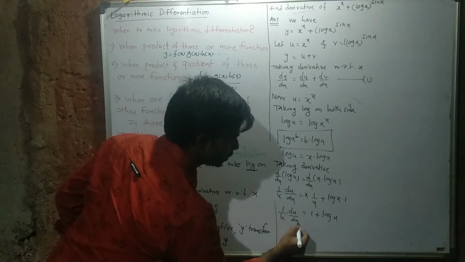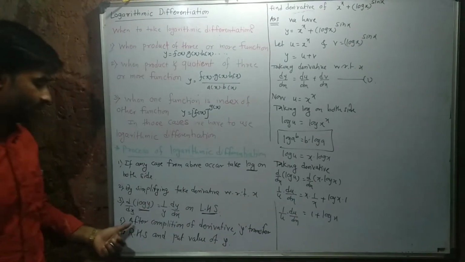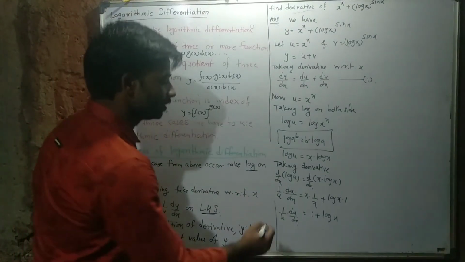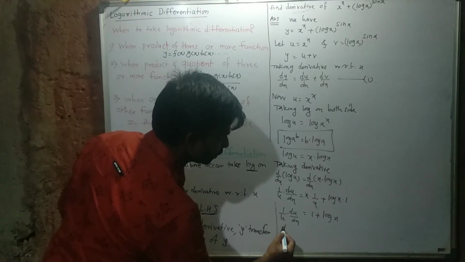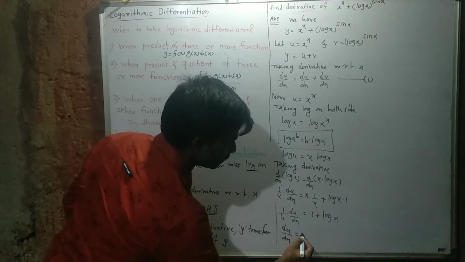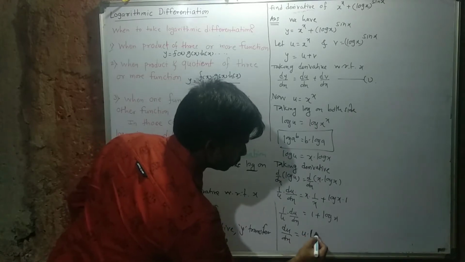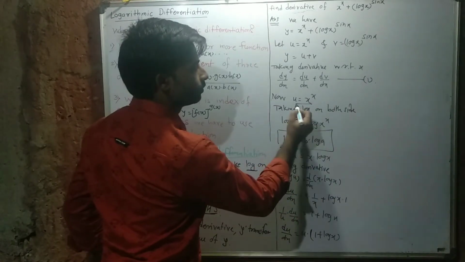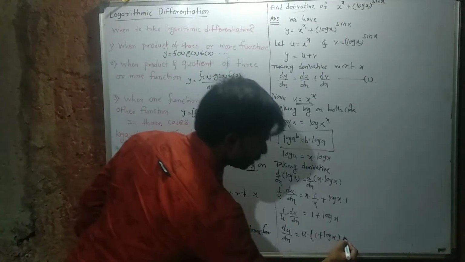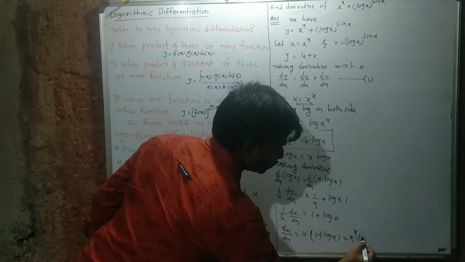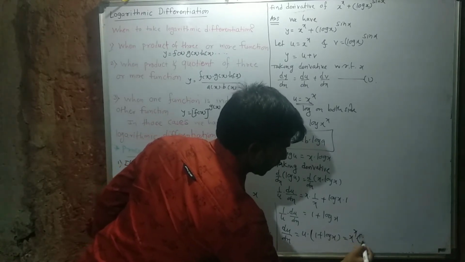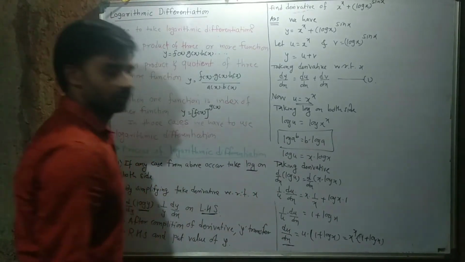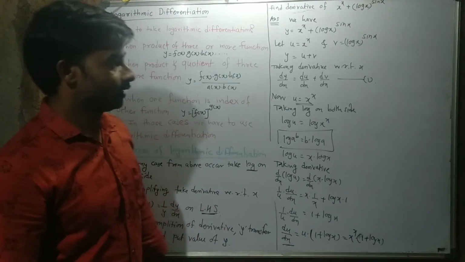And 1 divided by u into du by dx. U is transferred to the other side, like y was transferred to the right hand side. You will get du by dx is equal to u into 1 plus log x, and the value of u is nothing but x raised to x. You will get x raised to x into bracket 1 plus log x, and this is your derivative of u with respect to x. du by dx is carried out here.